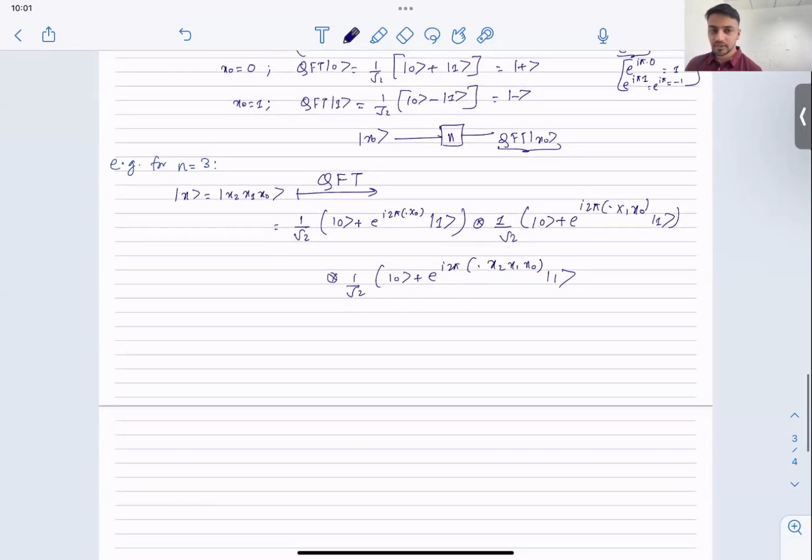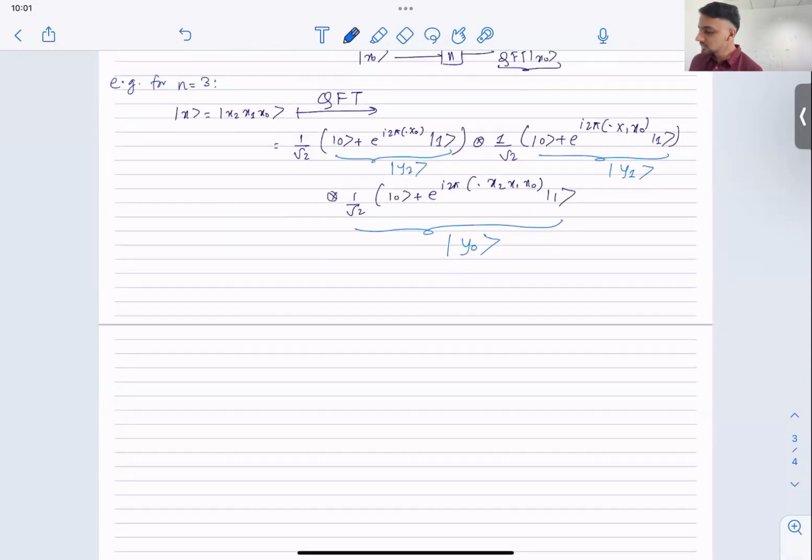And so now let's look at individual terms, right? Now this is just a product state. So let's look at the individual terms. So this is your state, let's say y2. This is your state y1, and this is your state y0. Okay, so how to get y2?